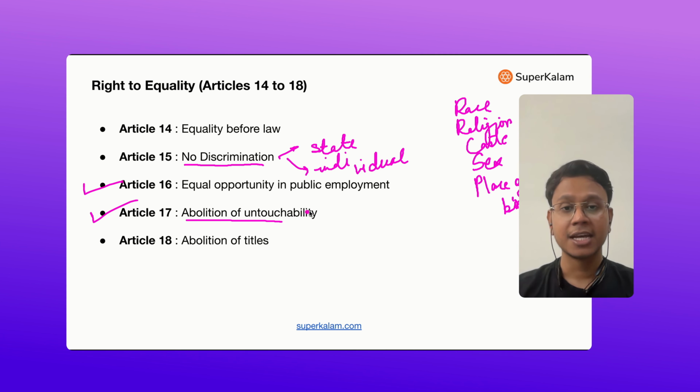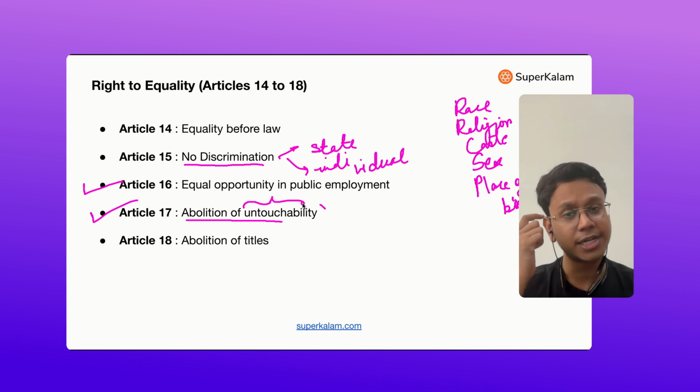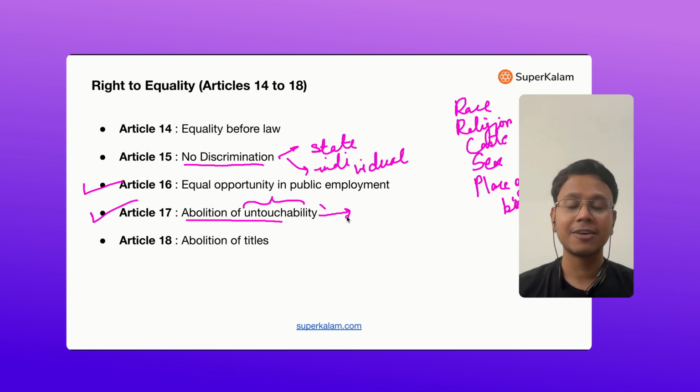Now, what does that mean? There was untouchability earlier in our society. Even to some extent, it is there today also, although it has been reduced. Untouchability means that people from a particular caste will not touch, and will not even come under the shadow of a Dalit or an untouchable or a person from a lower caste. That was a tradition of untouchability, which was very bad, which used to undermine the dignity of an individual. So that was abolished by Article 17.